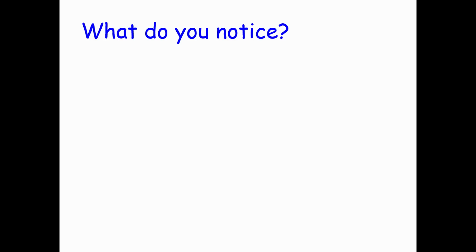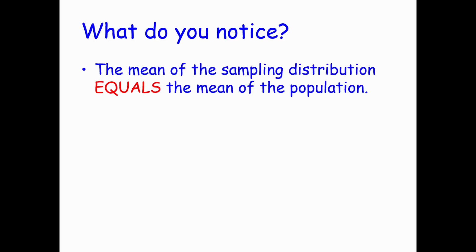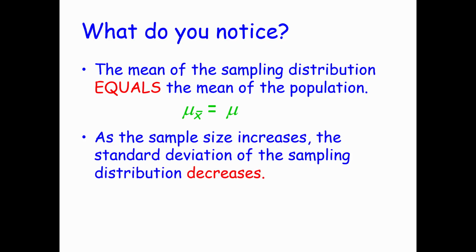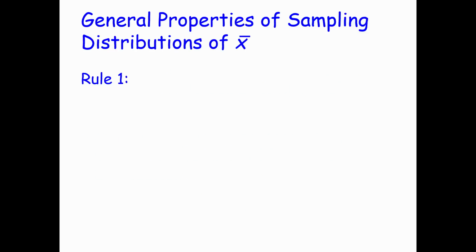So we've got some general properties we need to talk about. One of the first things is that the mean of the sampling distribution will always equal the mean of the population. And as the sample size increases, the standard deviation of the sampling distribution decreases. So as we sample more and more numbers, the standard deviation is going to get smaller and smaller. An inverse relationship there. Okay, so some general properties.